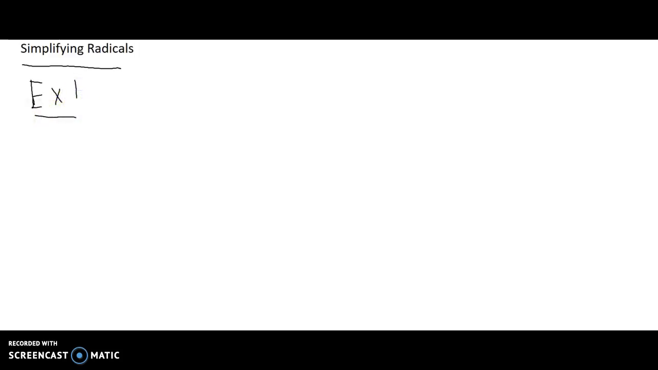Okay, so example number 1 is we're going to simplify something very simple. The square root of 25. And I hope that we realize that the square root of 25 is the same thing as 5 times 5. Notice that these are my prime numbers and there's 2 of them. So therefore, when I take the square root, the answer is 5 because 5 times 5 gives me 25.